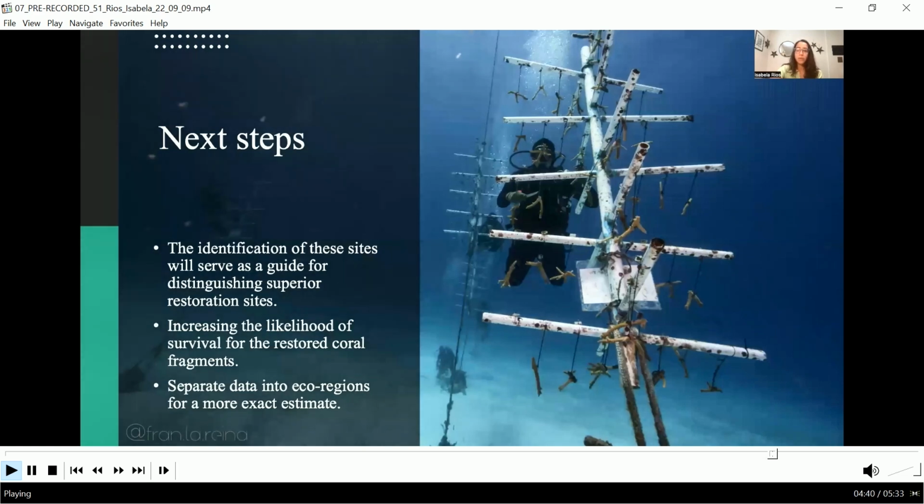Identifying coral thermal refugia sites will serve as a guide for distinguishing superior restoration sites, consequently increasing the likelihood of survival for restored corals. This methodology could be extremely helpful, but it must be more exact in practice.